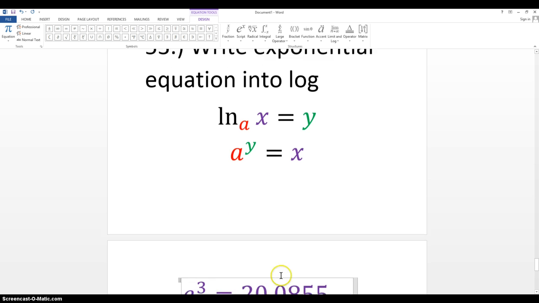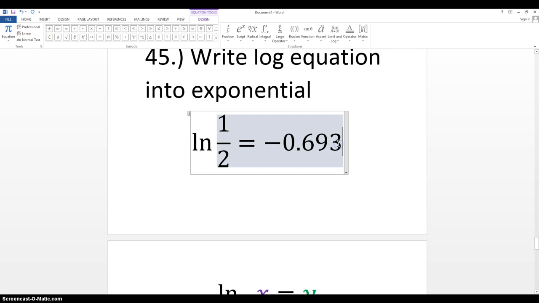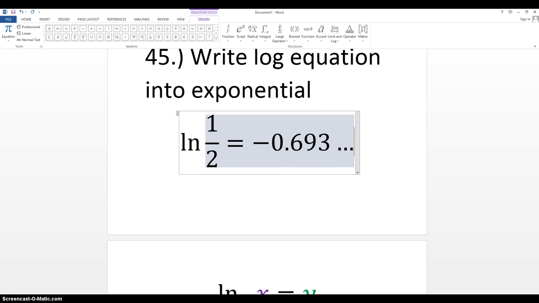Okay, now that basically means that it goes on forever. And actually there is a decimal here in this one. So maybe that's why we didn't get an exact answer, because what we did is we rounded this decimal to just 0.693. We didn't use the entire decimal. So that's probably one of the reasons why we didn't exactly get 1/2.